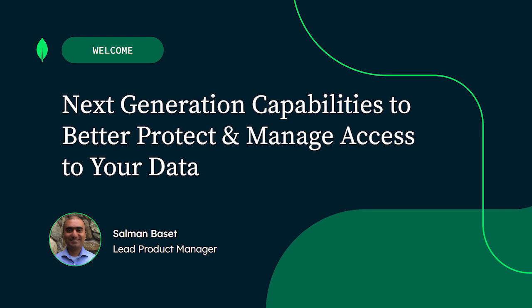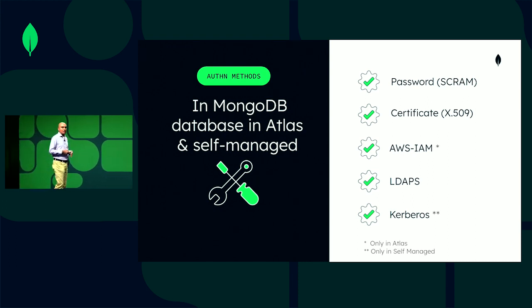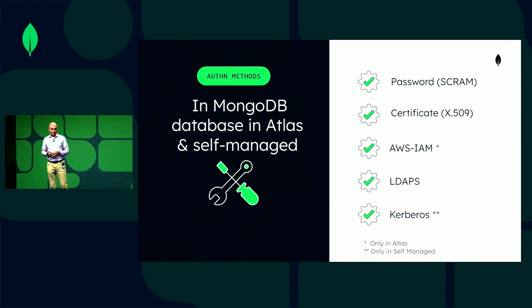MongoDB database and MongoDB Atlas support multiple authentication mechanisms for database authentication. These include SCRAM, the password authentication mechanism, certificate or X509 based authentication mechanism, AWS IAM, which can be used for both programmatic and employee or human user access, LDAPs, and Kerberos.